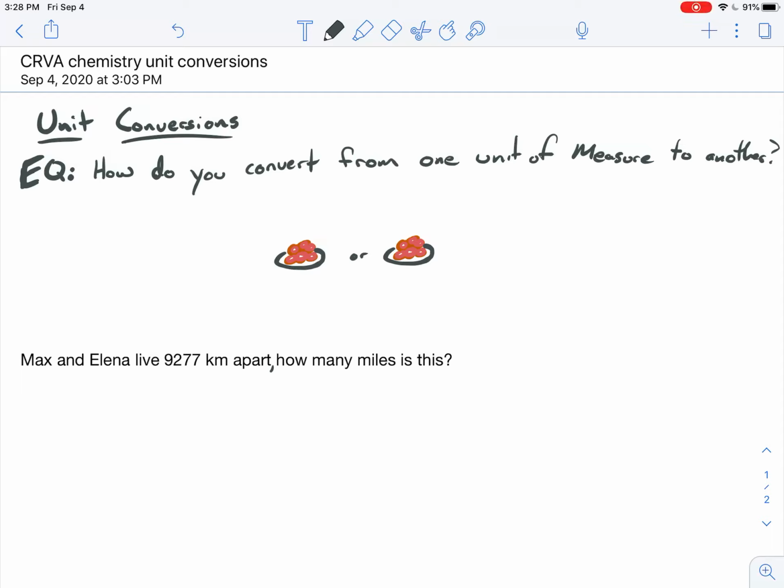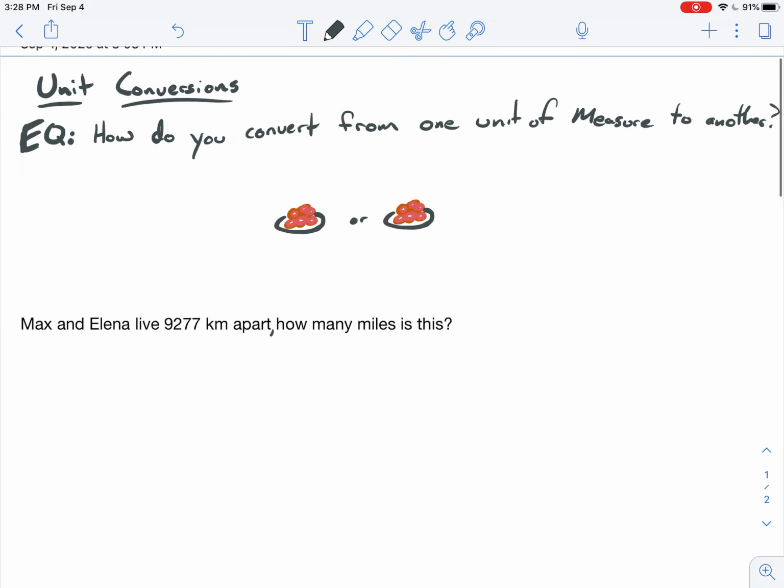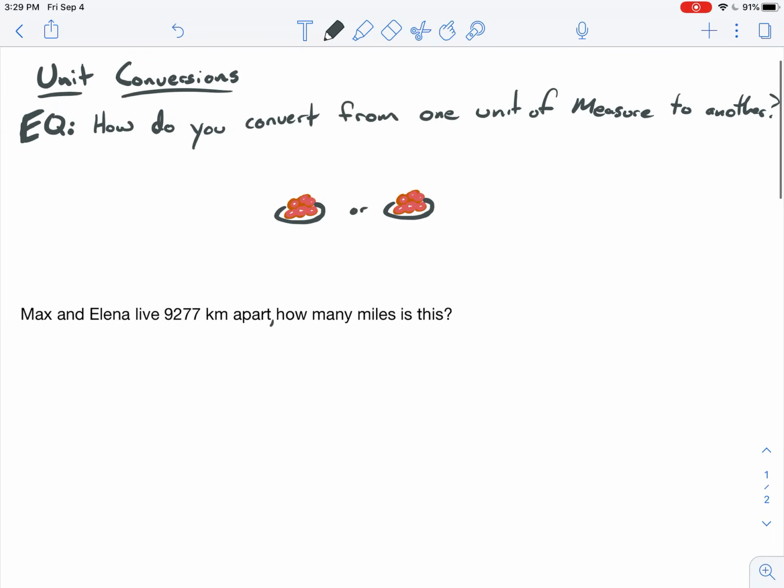All right, this is Mr. Clausen. I just wanted to go through how to do unit conversions. This isn't meant to replace the information that is in the resources for the course. It's just meant to be a supplement and kind of just have me talk through some of the examples instead of just reading them there.